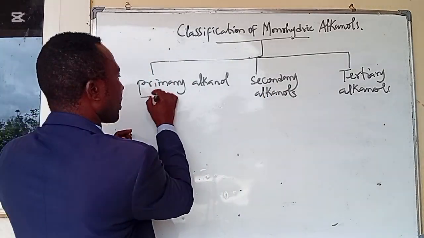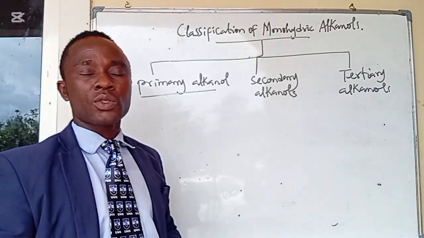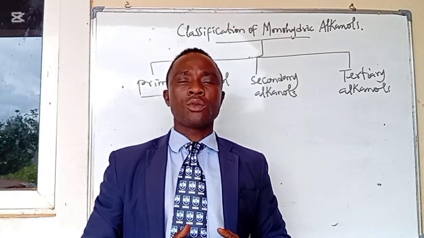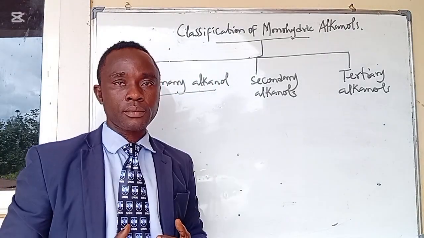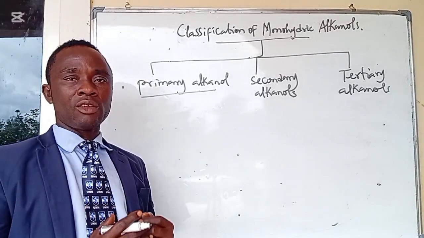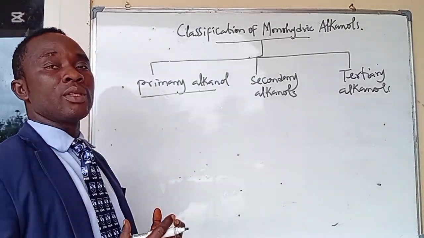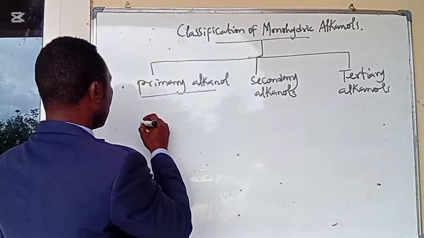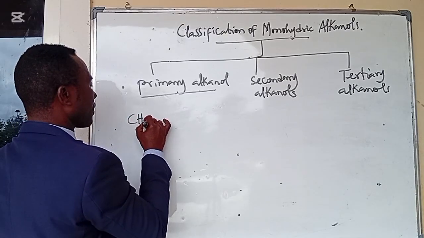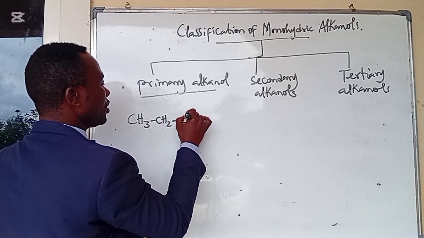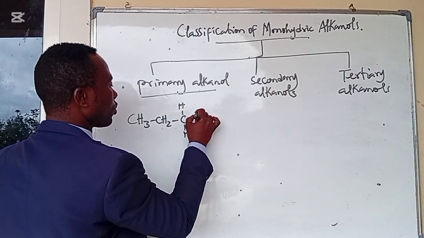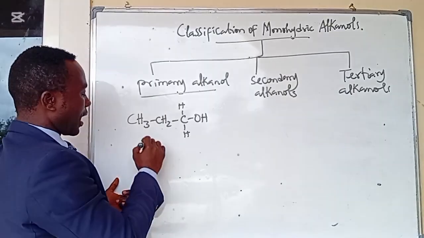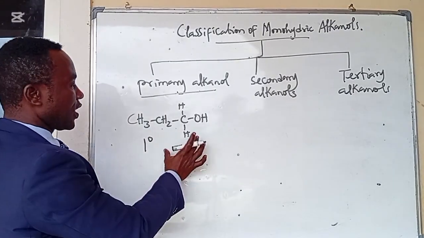What are the primary alkanols? The primary alkanols are those alkanols in which the hydroxy group is attached to a primary carbon. The hydroxy group is bonded to a primary carbon. A primary carbon is a carbon that is bonded to only one other carbon. Let's say we have CH3CH2CH2OH. Now this alkanol is a primary alkanol. We can write primary this way. So this is a primary alkanol.